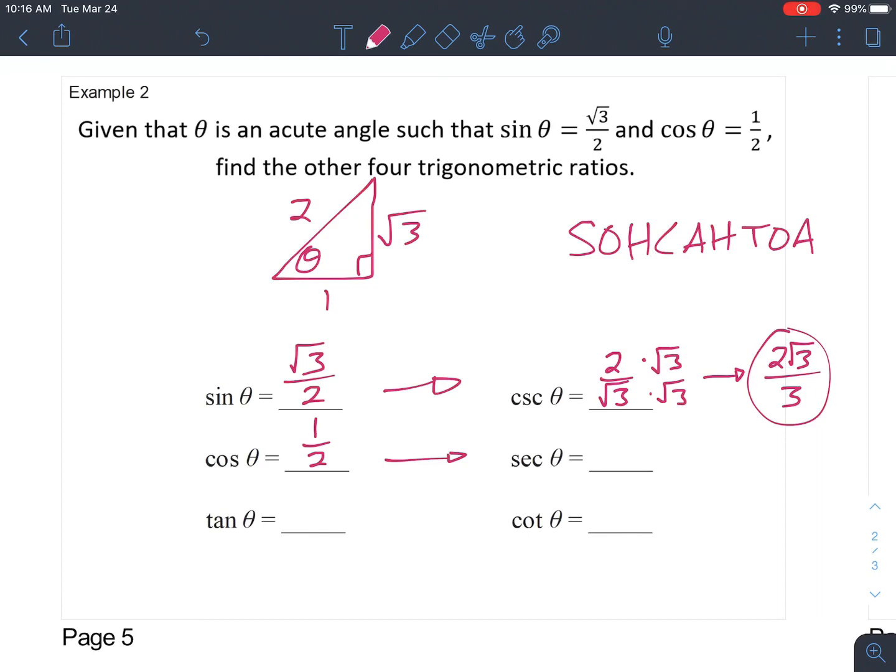For cosine of theta then, it's 1/2. That one's going to be easier. We know that secant of theta, the reciprocal, is just going to be 2 over 1, so that's 2. And then lastly, for tangent, it is opposite over adjacent. So in this picture, it's going to be square root of 3 over 1, or just square root of 3. And then for cotangent of theta, the reciprocal is going to be 1 over square root of 3. But remember, we should also be rationalizing this denominator. And we really should have it as square root of 3 over 3.